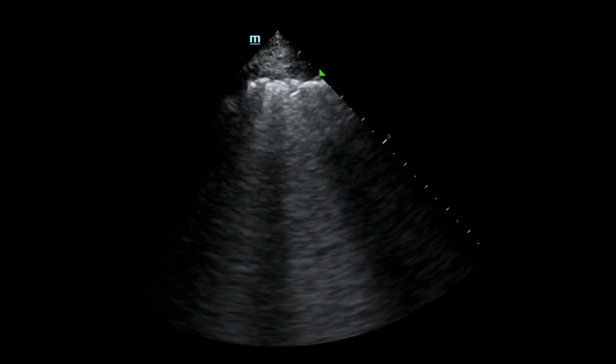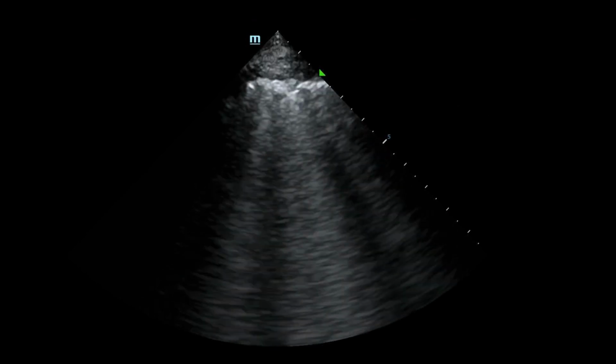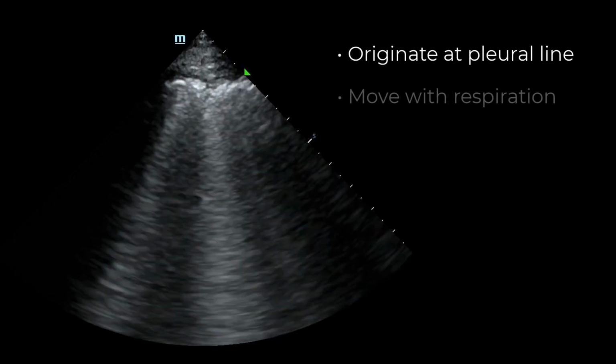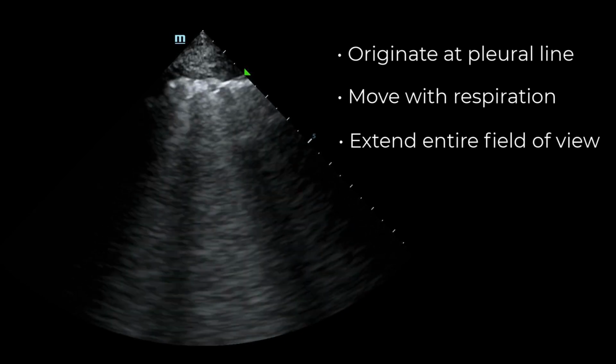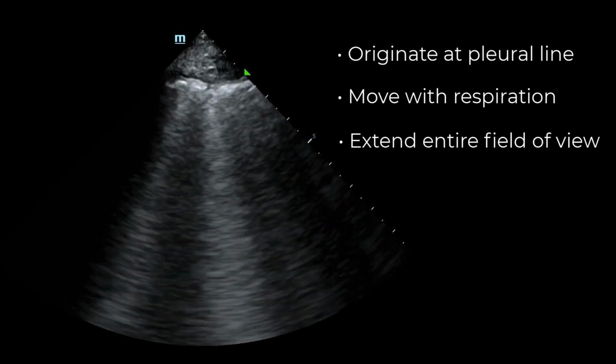While A-lines are about air, B-lines are about fluid. When the lung is abnormal and air is replaced by fluid, whether that's from pulmonary edema or blood or inflammation or infection, the ultrasound waves are now able to penetrate into the lung tissue and reflect back to the probe. The tissue structure of wet lung is too thin for the ultrasound machine to resolve, and instead vertical B-line artifacts are generated. B-lines originate on the pleural line, move with respiration, and extend the entire field of view.